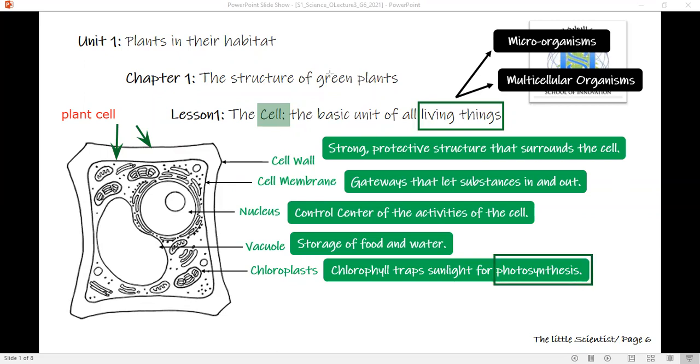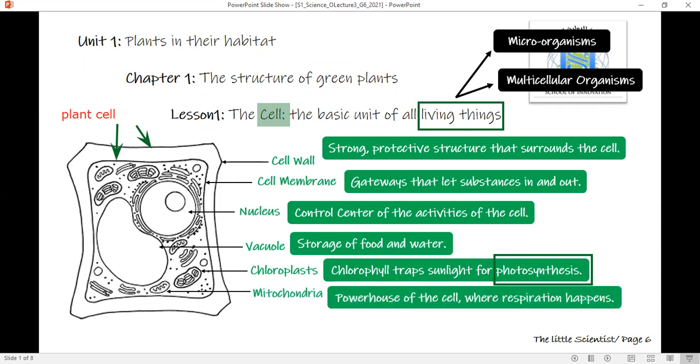If you still remember, green plants produce their food by themselves, and for making their food, they need sunlight energy. Chlorophyll or chloroplasts help the plant to take this energy from the sun. Here are the mitochondria, which are the powerhouses of the cell. They produce energy by respiration.